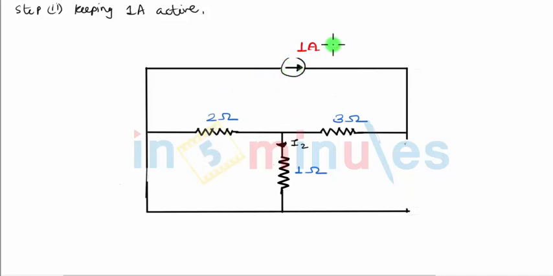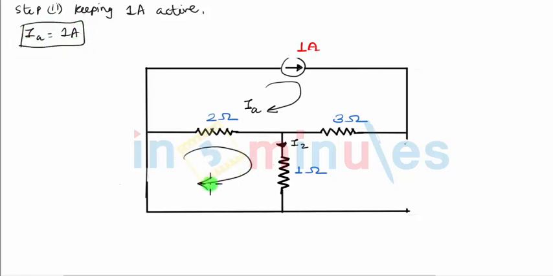Also, because there's a current source in this particular mesh, you will directly get the value of the current in this mesh. So if I define current in this mesh as, let's say, IA, in that case we directly get the value of IA. IA is nothing but 1 ampere. So all I have to now do is write down KVL in this second mesh which is available.